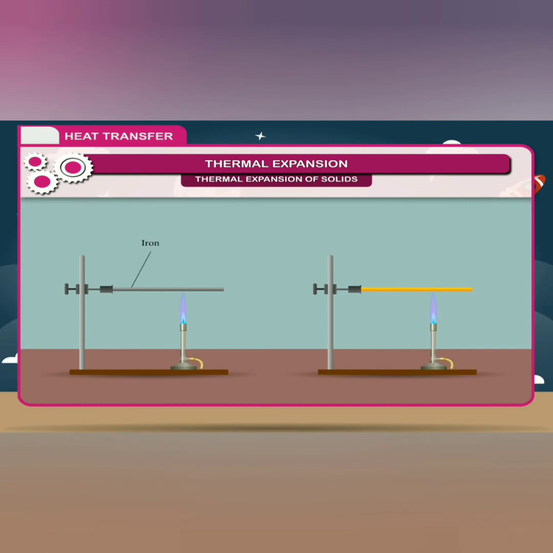Different substances of identical dimensions expand by different amounts when heated through the same range of temperature. Now we are going to perform an activity to observe the expansion in different solids. So we are going to take an iron and a brass metallic strip. Now let's see this activity.